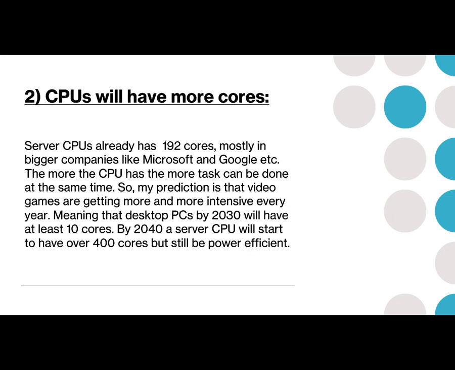The CPU will have more cores. Server CPUs already have 192 cores, mostly in bigger companies like Microsoft and Google. So these are really powerful servers. The more cores the CPU has, the more tasks can be done at the same time. My prediction is that video games are getting more and more intensive every year, meaning that desktop PCs by 2030 will have at least 10 cores. By 2040, a server CPU will start to have over 400 cores, but will still be power efficient.